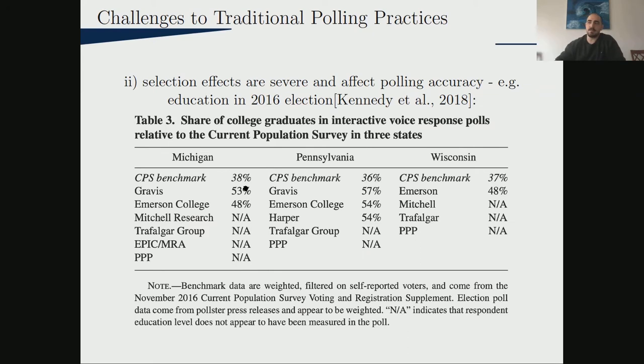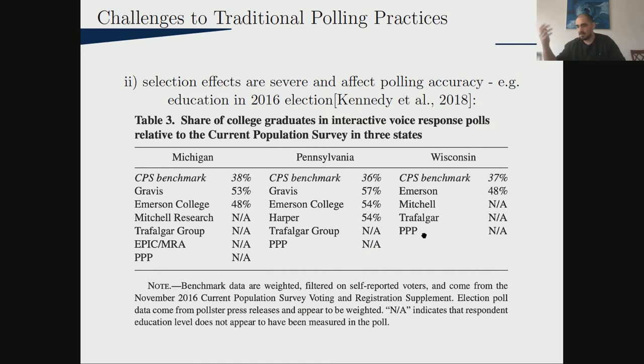And you can see from this table, which comes from the Kennedy report about the failures of public opinion polling in 2016, that compared to the CPS, Current Population Survey, benchmark in each state, the main pollsters all overestimated the percentage of people who had a college degree in their sample. And obviously, college degree is a very strong predictor of vote choice. In particular, it was in 2016 and it was again in 2020. And so it's no question that this is happening.